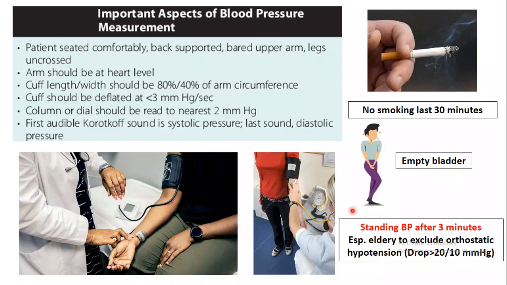So what is normal? What is normal while standing? Normally, when we stand, the systolic blood pressure drops but by less than 20 millimeter mercury, and the diastolic blood pressure either remains the same or becomes higher. So a drop of the systolic blood pressure is pathological.